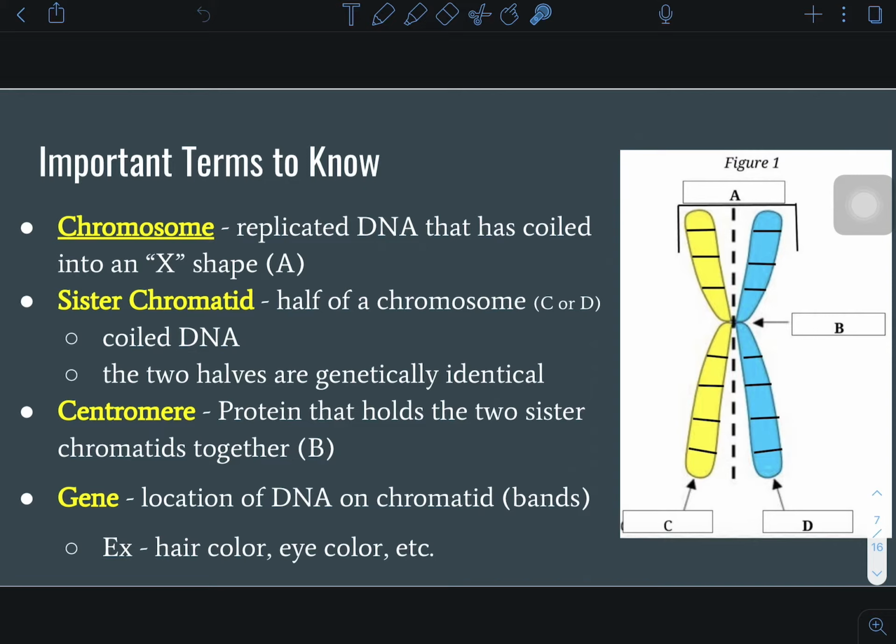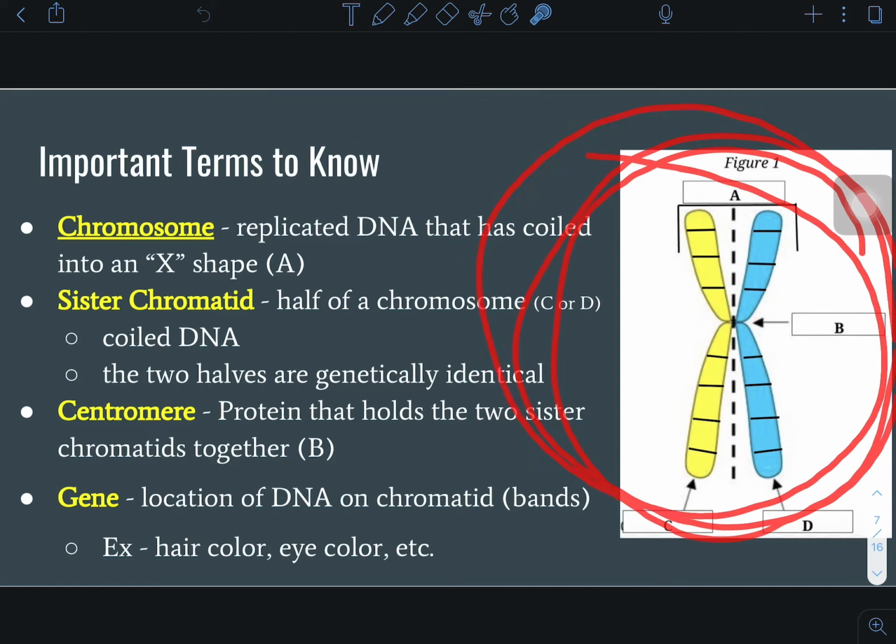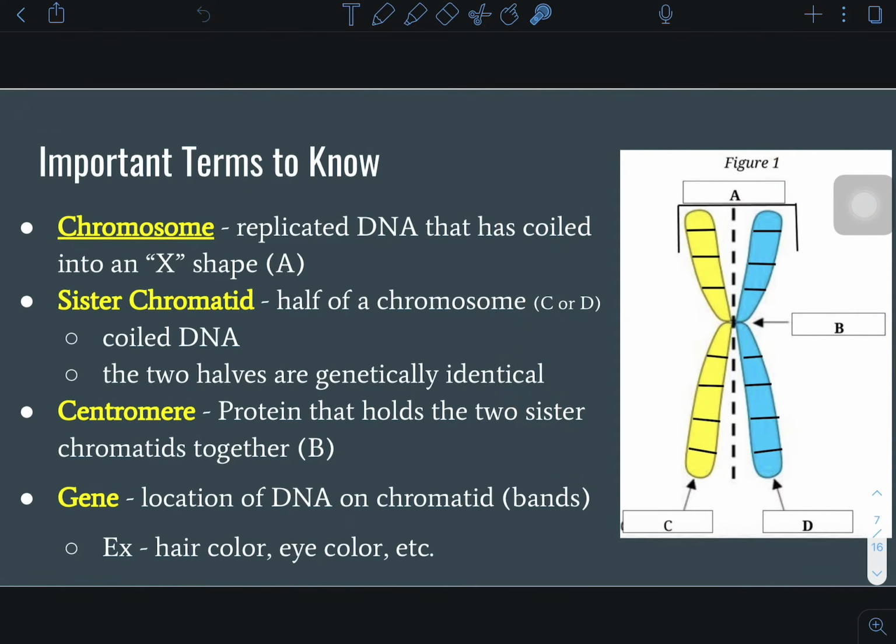But what happens during cell division is this: chromatin condenses to form something called a chromosome or a chromatid. When we talk about a chromosome, this is our typical chromosome that we think about as an X shape. And when we talk about chromosomes, they've already replicated, so they've copied the DNA. So what is a chromosome? Part A, this overall structure, is a chromosome.